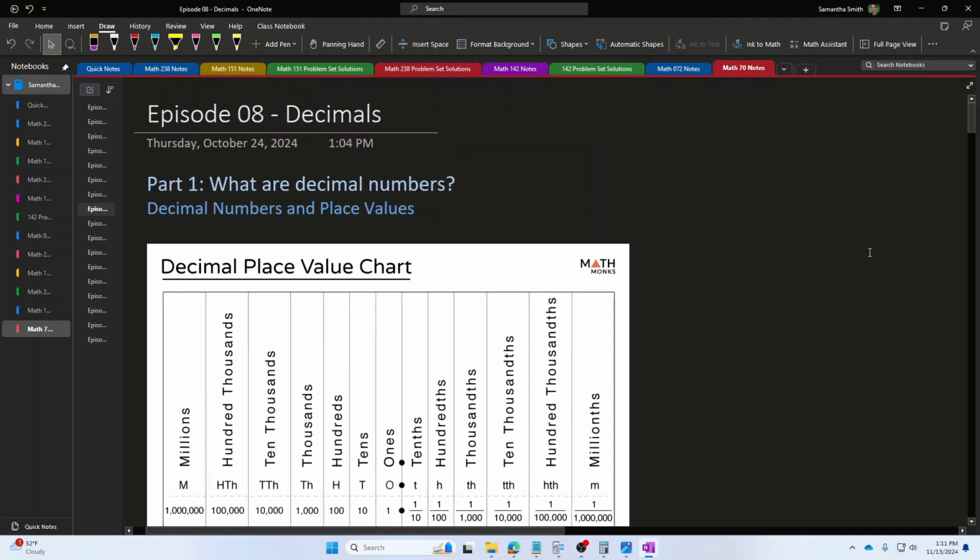In episode 8, we are going to be talking about decimal numbers. And in part 1, we are going to be talking about what decimal numbers are, what physical quantities they can be used to represent, and how to compare the sizes of two decimal numbers, whether they're positive or negative.